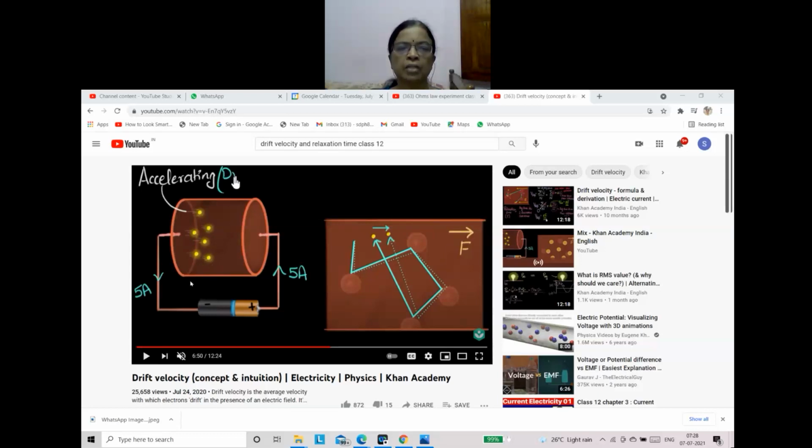So, how much time does it take to cross this length? The electrons are moving with a constant velocity, the drift velocity, and that time you have to calculate. With a constant velocity, we can calculate the time, children. Time is equal to L, the length, by the drift velocity Vd. Distance by velocity.